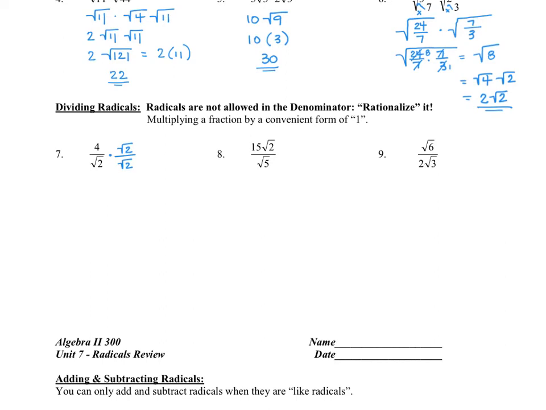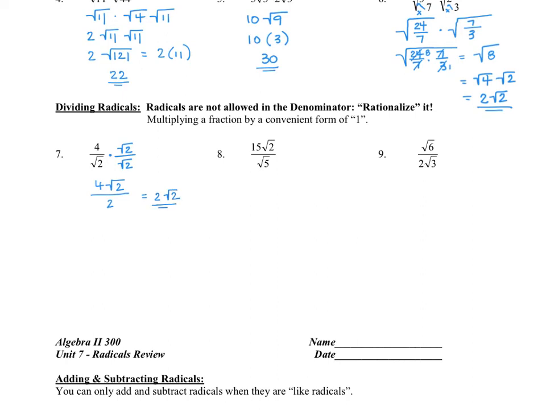So in the numerator, we have 4 times the square root of 2, and in the denominator, we have the square root of 2 times the square root of 2, which is the square root of 2 squared, which is just 2. And then when we simplify, we end up with 2 square root of 2.